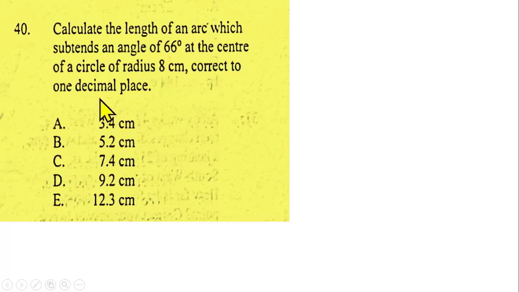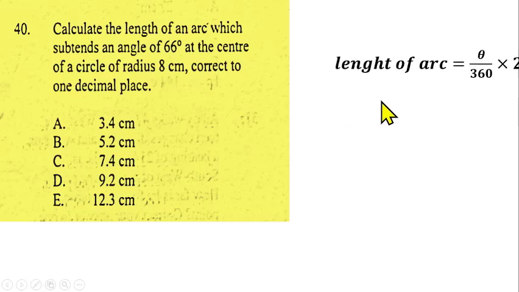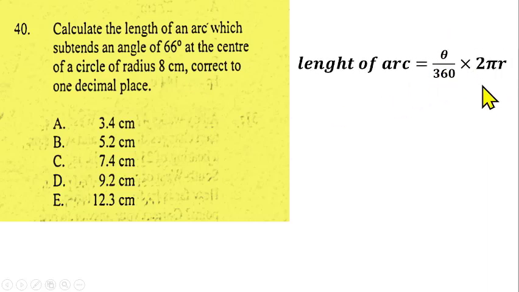Question number 40. This is a mensuration of plane shapes. In this case, we are measuring the length of an arc. Calculate the length of an arc which subtends an angle of 66 degrees at the center of a circle of radius 8 centimeters, to 1 decimal place. So the length of an arc is theta over 360 times 2 pi r.